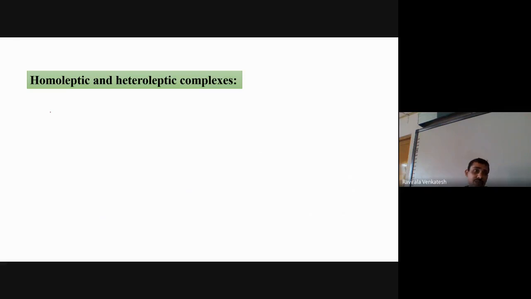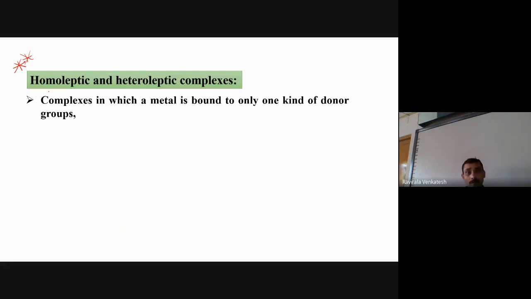Now this is very, very important: homoleptic complex and heteroleptic complex. Very simple to understand and very important also. Homo means same, hetero means different. Now, what is the definition? If a complex compound is bonded to only one kind of donor atoms, all the same type of donor atoms, then it is called homoleptic. If they are different, it is called heteroleptic.